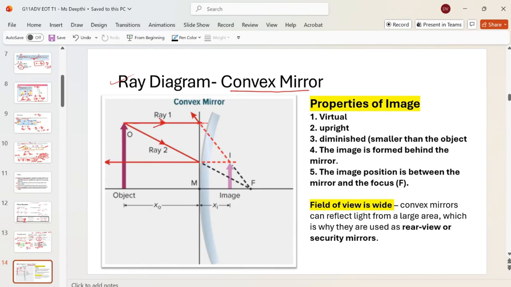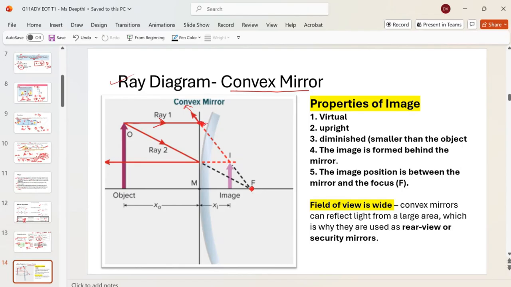Then what happens when light falls on a convex mirror? It will diverge. It will go away, right? So it should go away. But from where does it go away? That is from the focus. So you have to keep the ruler on the focus here. There's an F marked on your picture. Keep a ruler on the focus and the point where the ray touches the mirror.